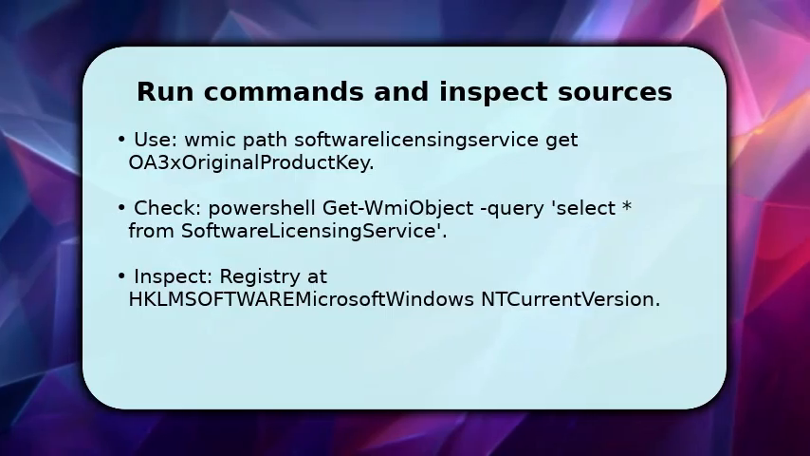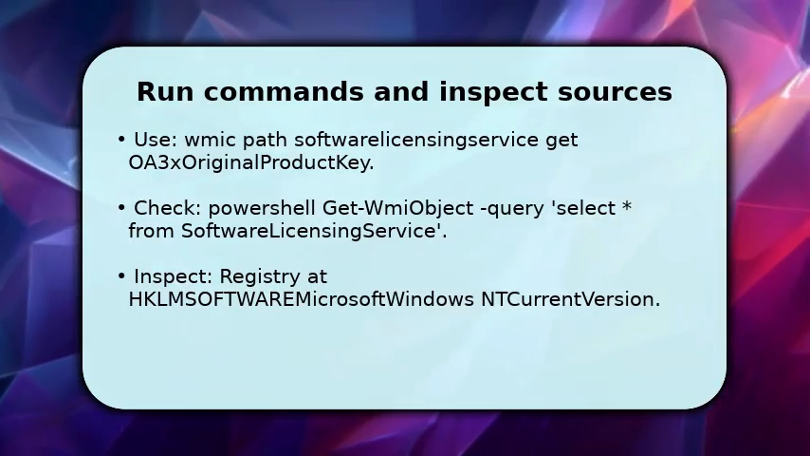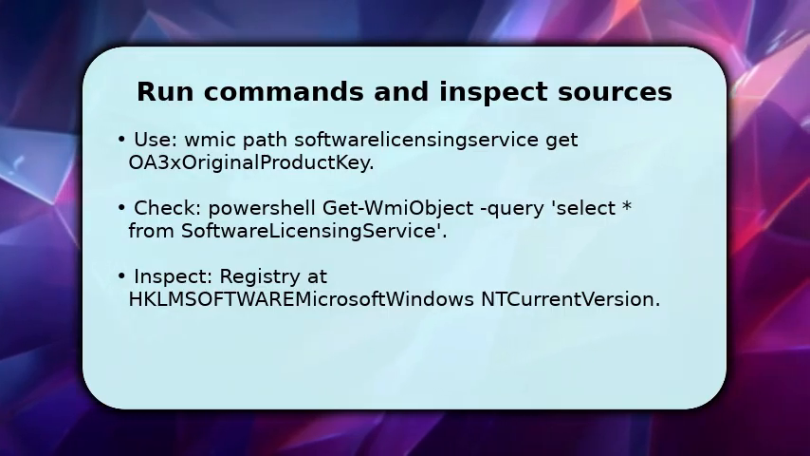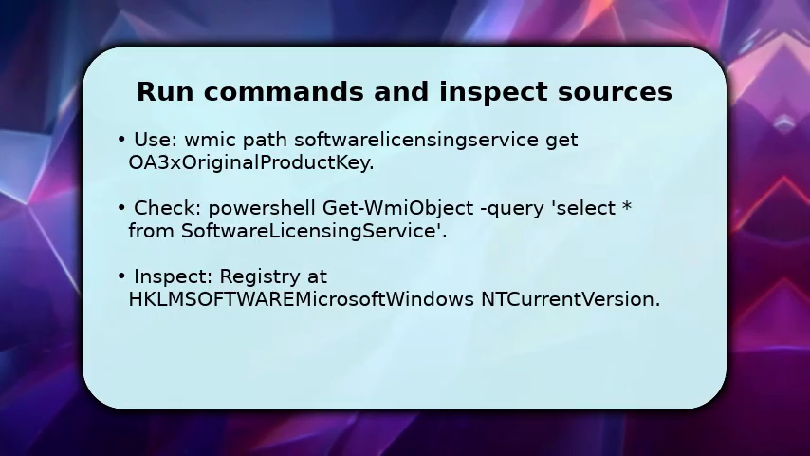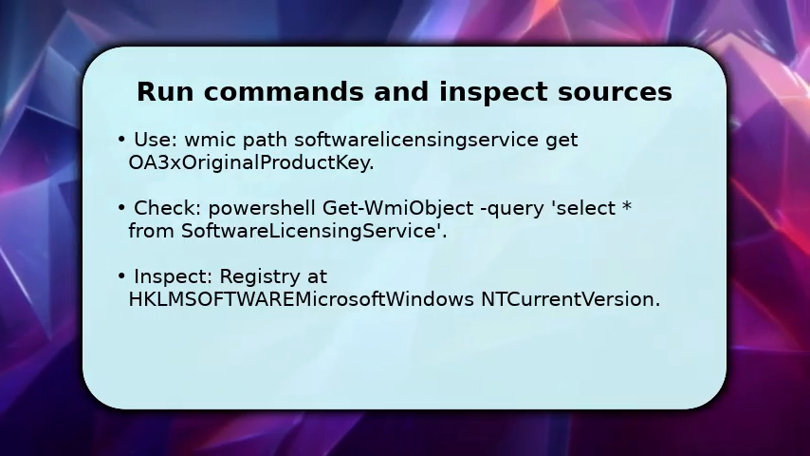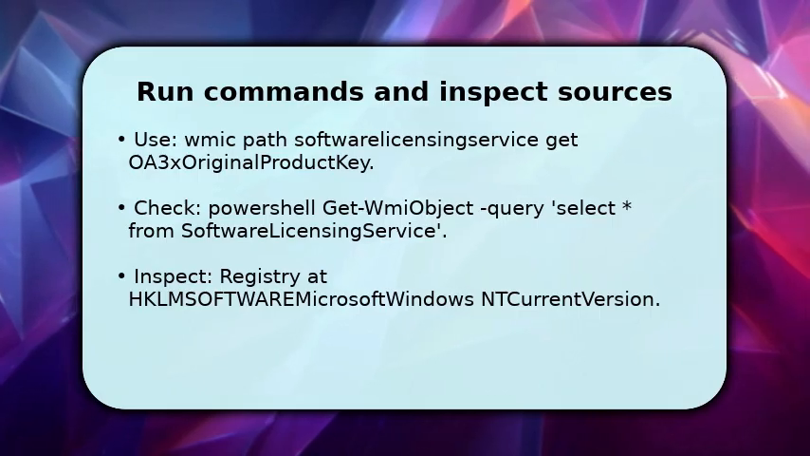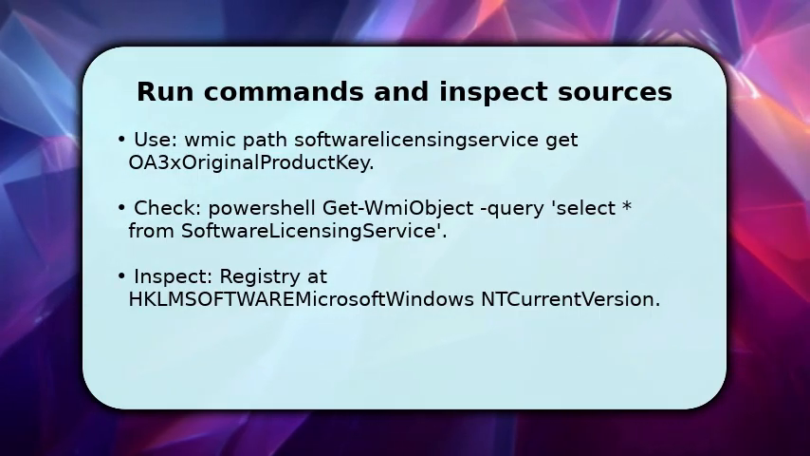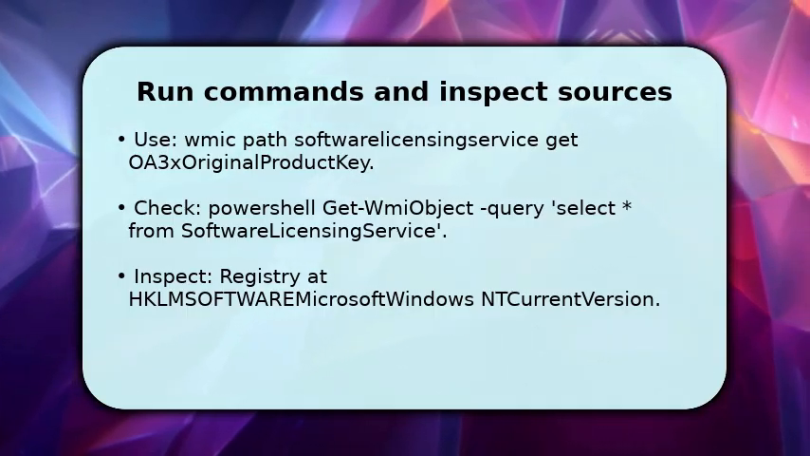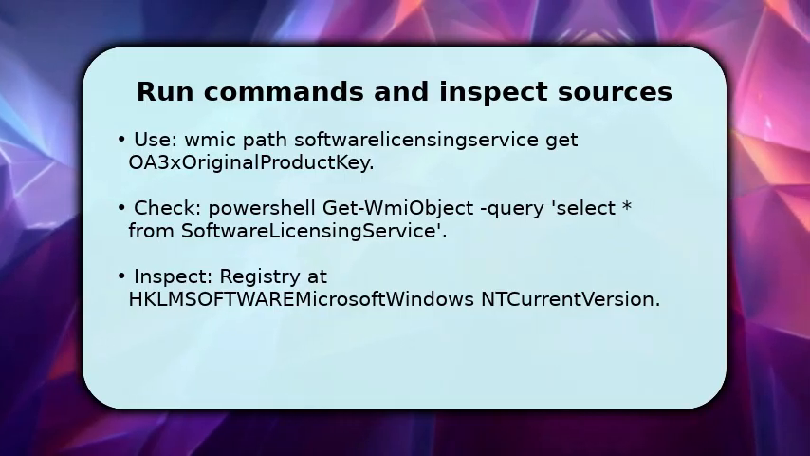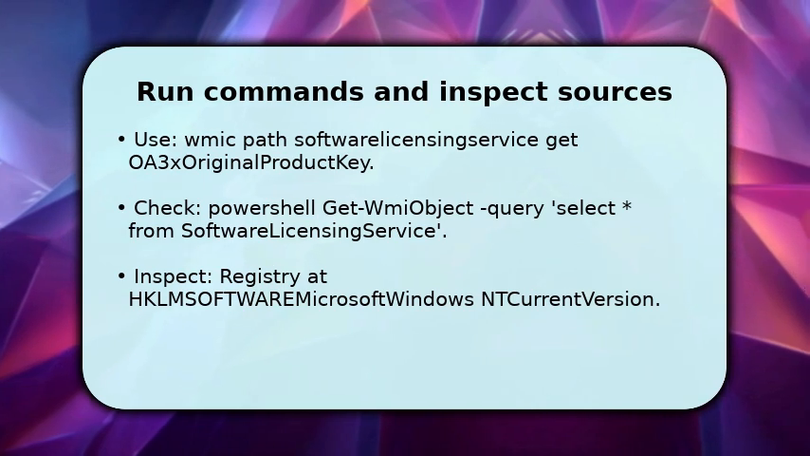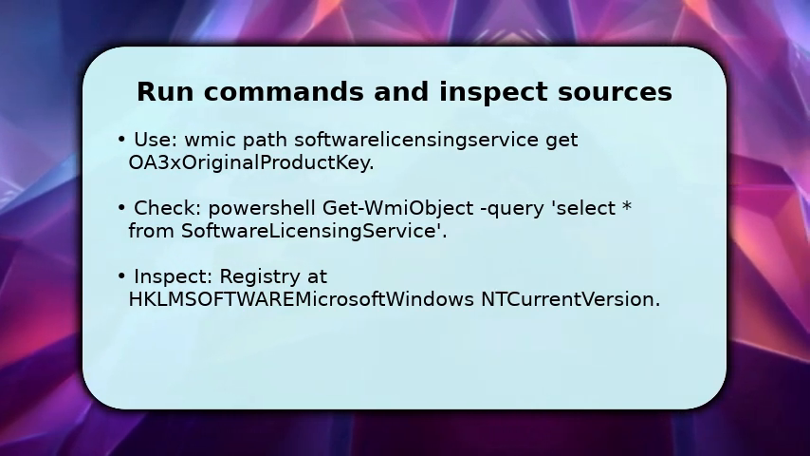Now run the specific commands that pull the key. Use wmic to request the OA3x original product key if the device has an OEM key in firmware. Alternatively, run PowerShell queries against the Software Licensing Service to view licensing status and partial key info. Make sure to also inspect the registry key under HKLM/Software/Microsoft/Windows NT/CurrentVersion for ProductID or DigitalProductID values. Those sometimes hold encoded key data.